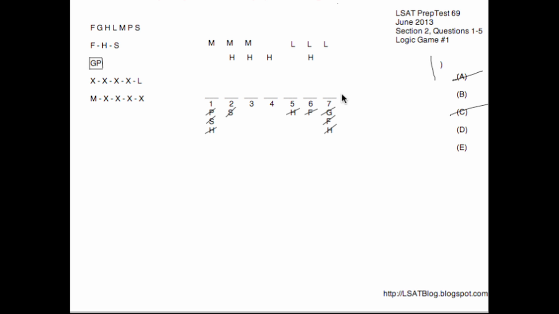Next, looking at the rule that there are at least 4 things before L, so L's in either 5, 6, or 7. Scanning through the remaining choices there, we see that D violates this, having L all the way on 1, so that's gone.